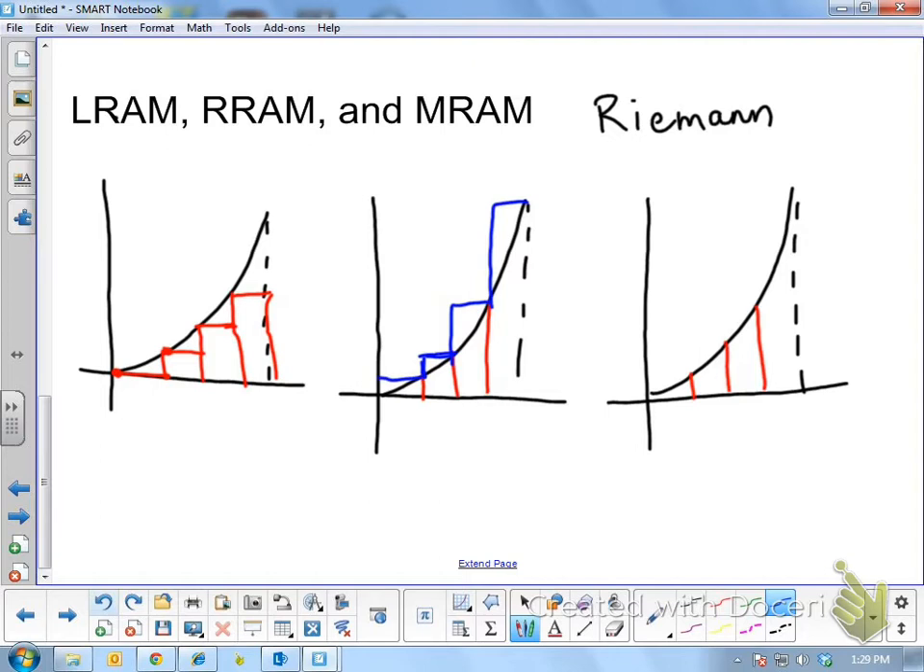And the midpoint is the weirdest one. The midpoint, you're looking for halfway between the left and the right. Oops. Can't do that when I'm touching the screen. Don't touch the screen. So midway between is here. So we're going to take from that y value and go to the right and to the left. So midpoint, go to the right and to the left. We're going from the middle.